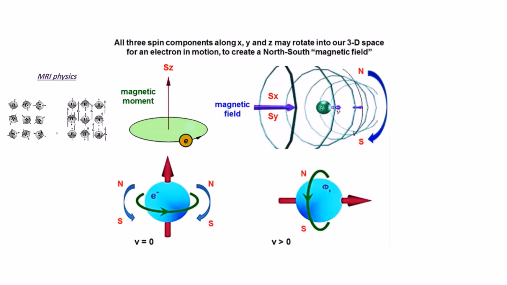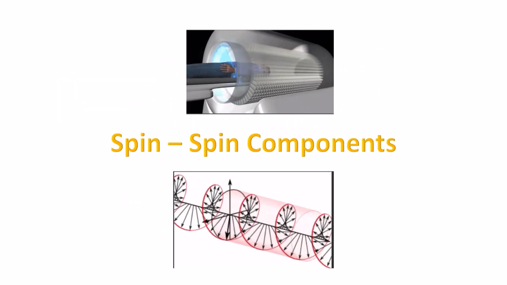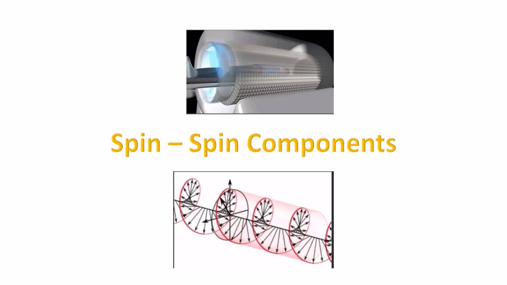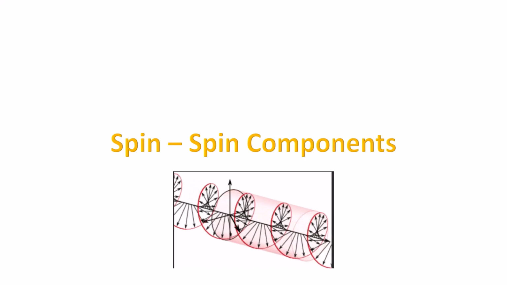All three spin components along the X, Y, and Z axis may rotate into our 3D space for an electron in motion to create the north-south magnetic field. This is known as spin-spin of the electron components as they spin in and around the main magnetic field.